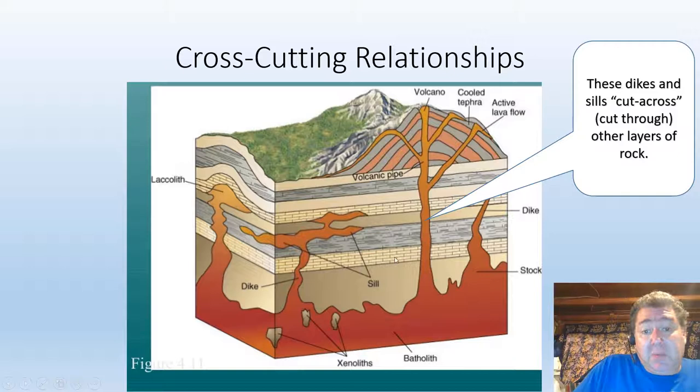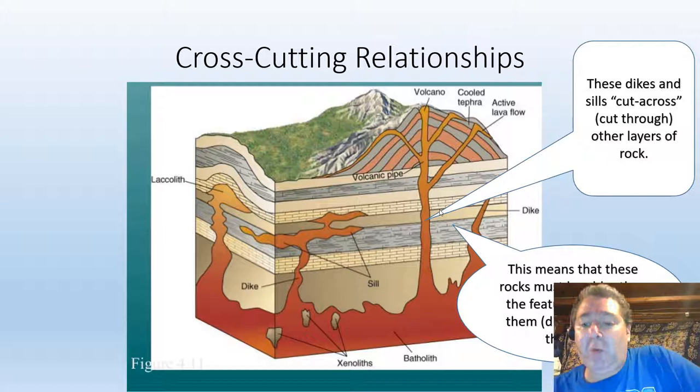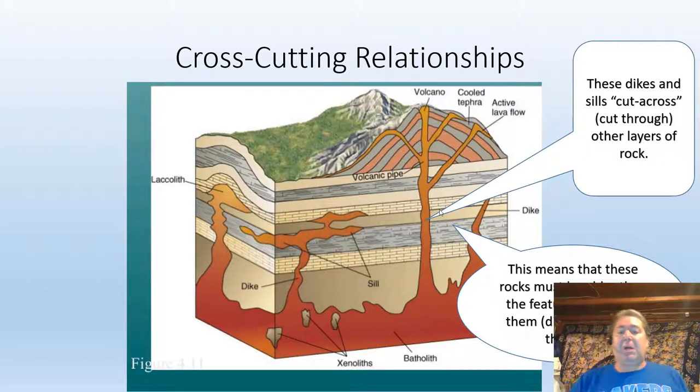So here I would say we have older rocks, then younger, younger, younger rocks, and then the intrusion of this big magma body, which caused a bunch of dikes and sills to cut through it. So again, this means that these rocks must be older than the features that cut them. The rocks are older, and the dikes and sills cutting through them are younger.